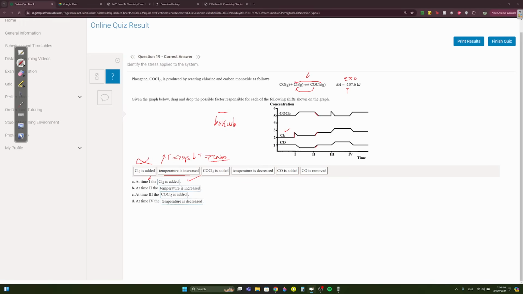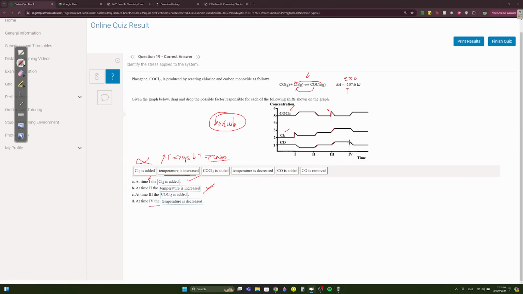Don't we want to see when it goes backward? Yes. So we just found when it goes backward, when temperature is increased. At time III, you can observe CO is increasing, Cl2 is increasing, and there was a spike or a lag in COCl2. Whenever we see a spike, we agreed, that means you're adding it. So COCl2 is added.